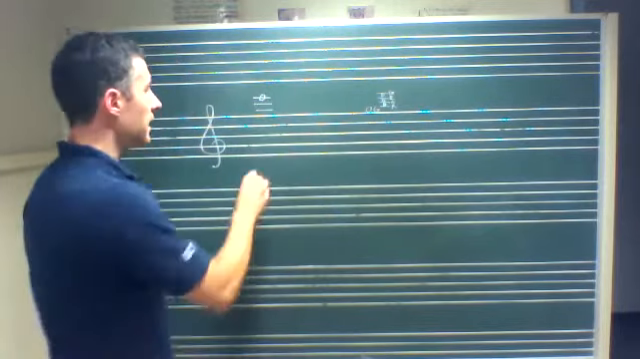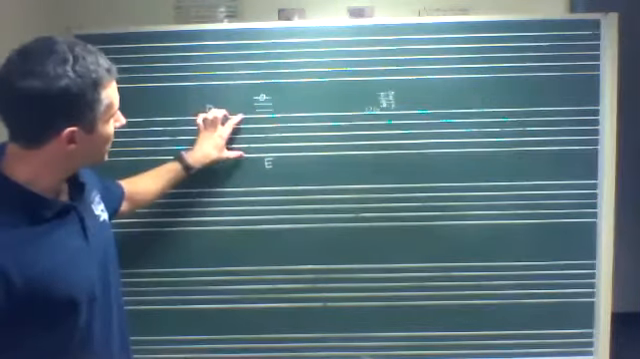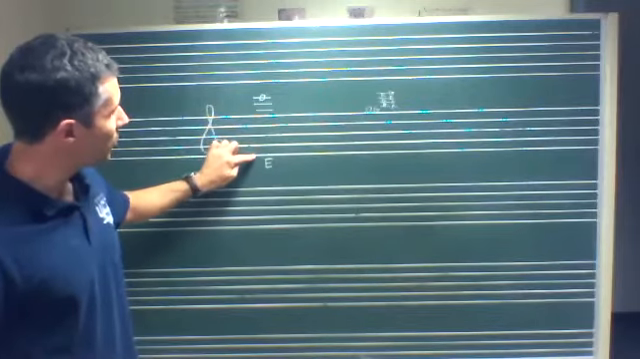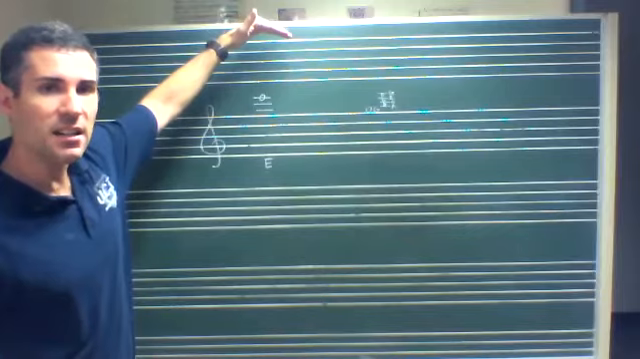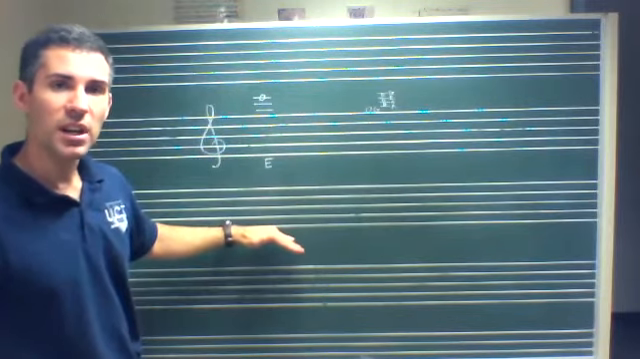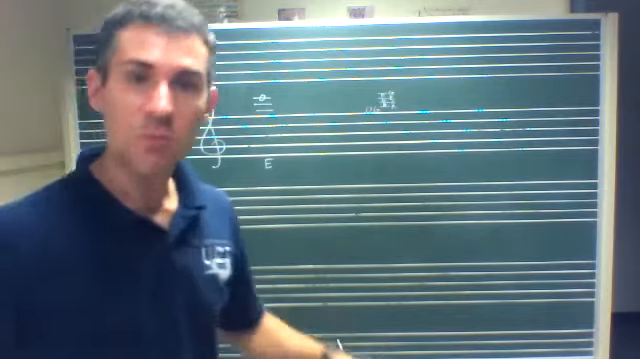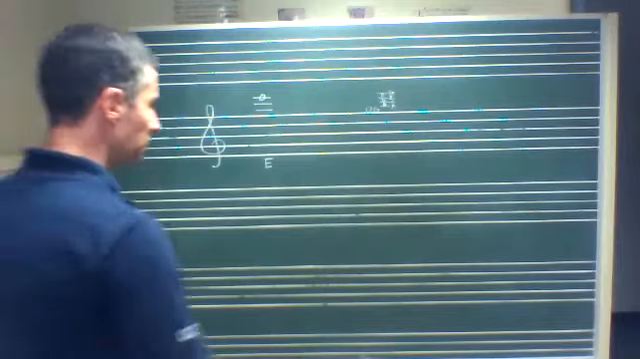And that will be E above the stave. The stave is just these lines here, 1, 2, 3, 4, 5. So anything above the stave, you're going to have to add lines to. Anything below the stave, you're going to have to add lines to. All right, the next one was G below the stave.